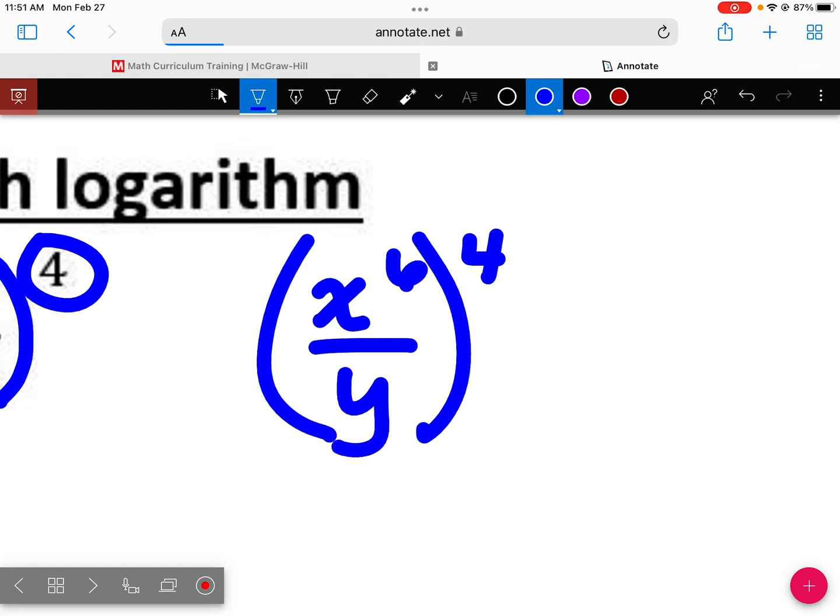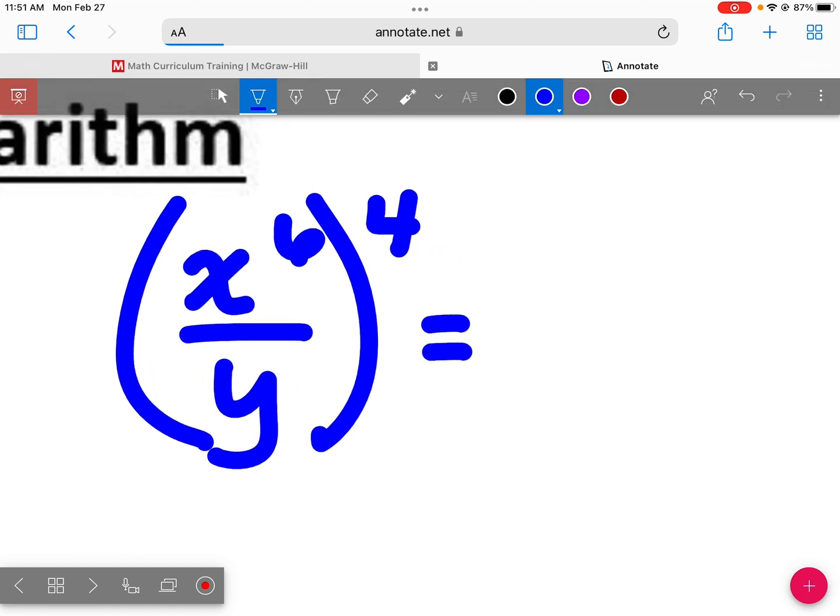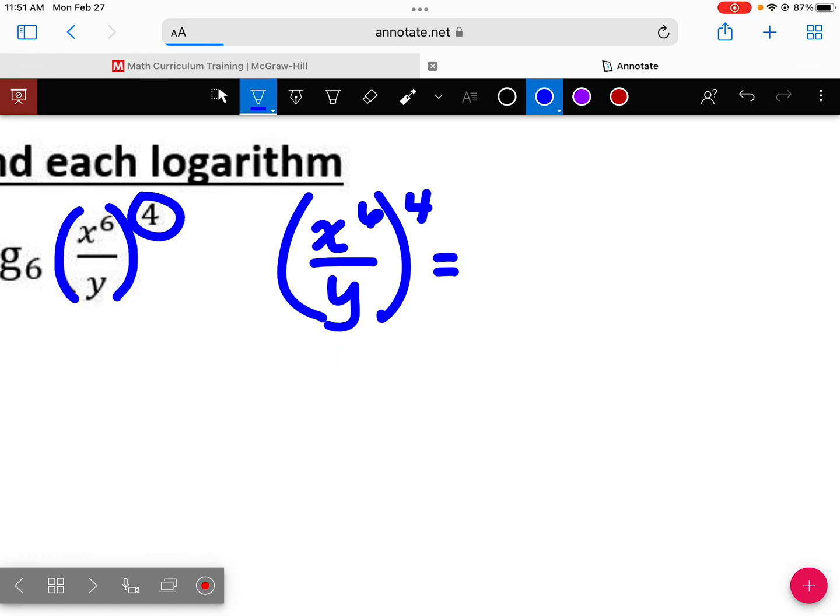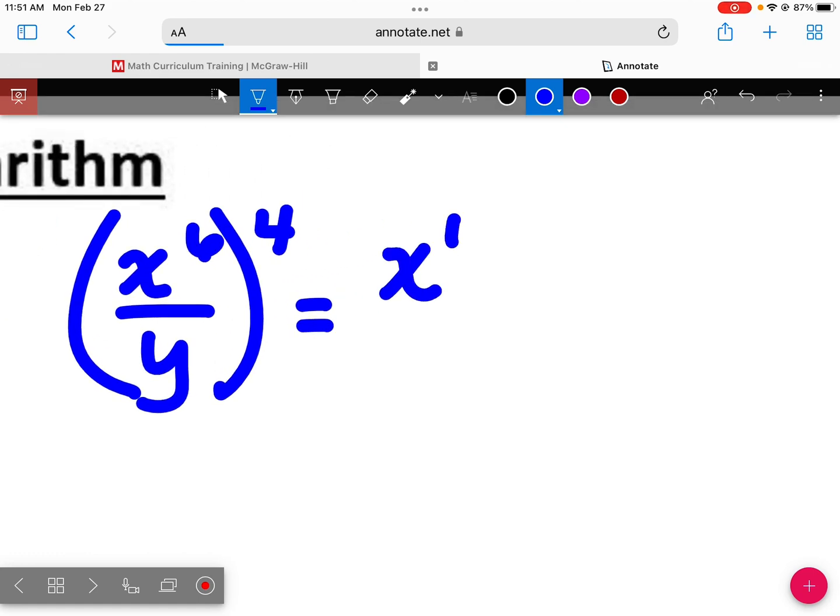This looks like stuff that we were doing before. If I forget the log in front, this looks like problems that we've done before. What does it mean for something to be to the 4th power? Multiply it by itself 4 times.